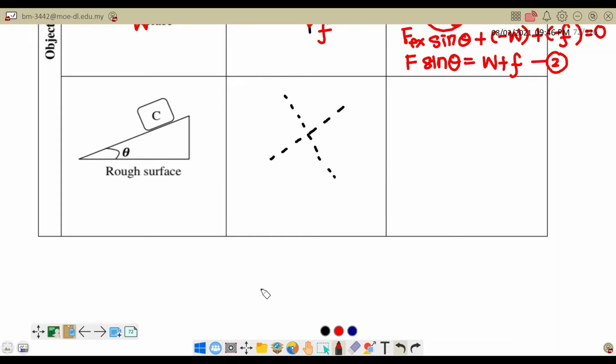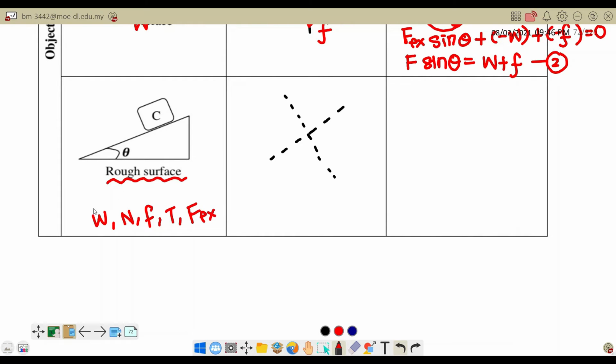Question number 3 is an inclined plane, and the question already told you that it is a rough surface. So when there is a rough surface, we have the frictional force. First you must ask 5 questions. Always ask, do we have the weight, normal force, friction, tension, and also F external.